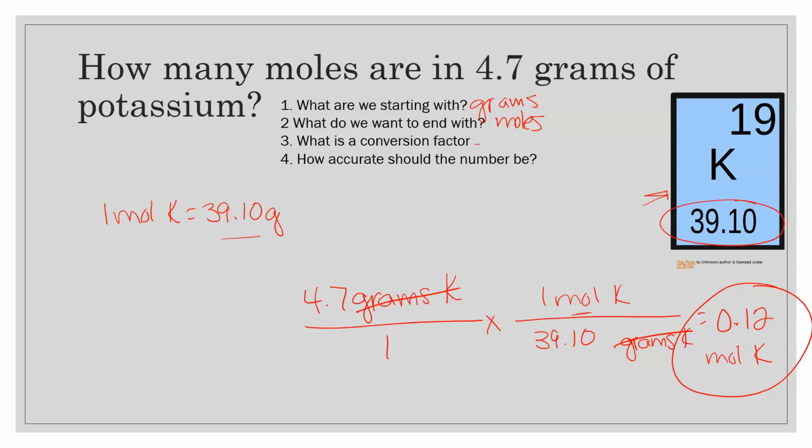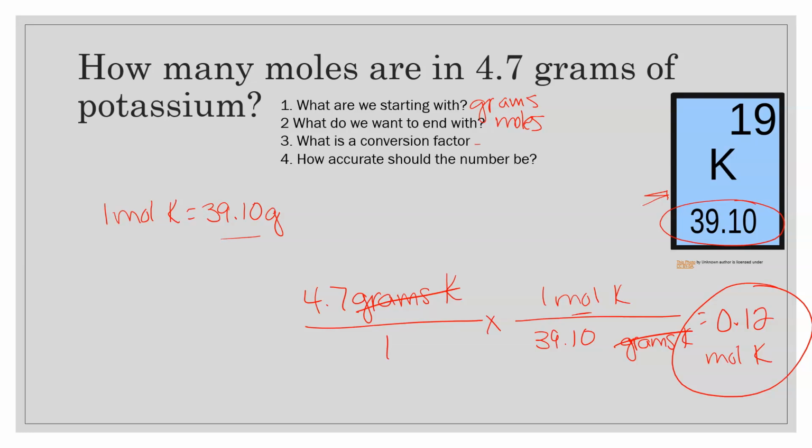So again, we're just using the conversion factor to go from grams to moles. How accurate should the number be? Well, you would look at the number with the smallest amount of significant figures, and those are the significant figures that you would need to include in your answer. So in this case, it would be 0.12.